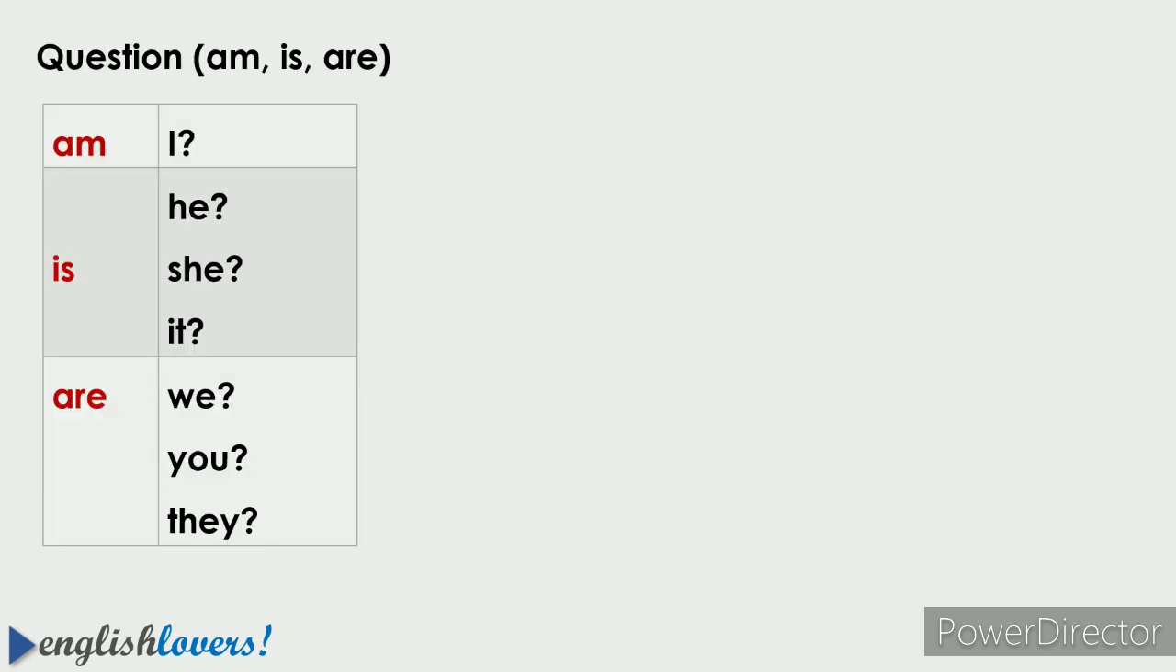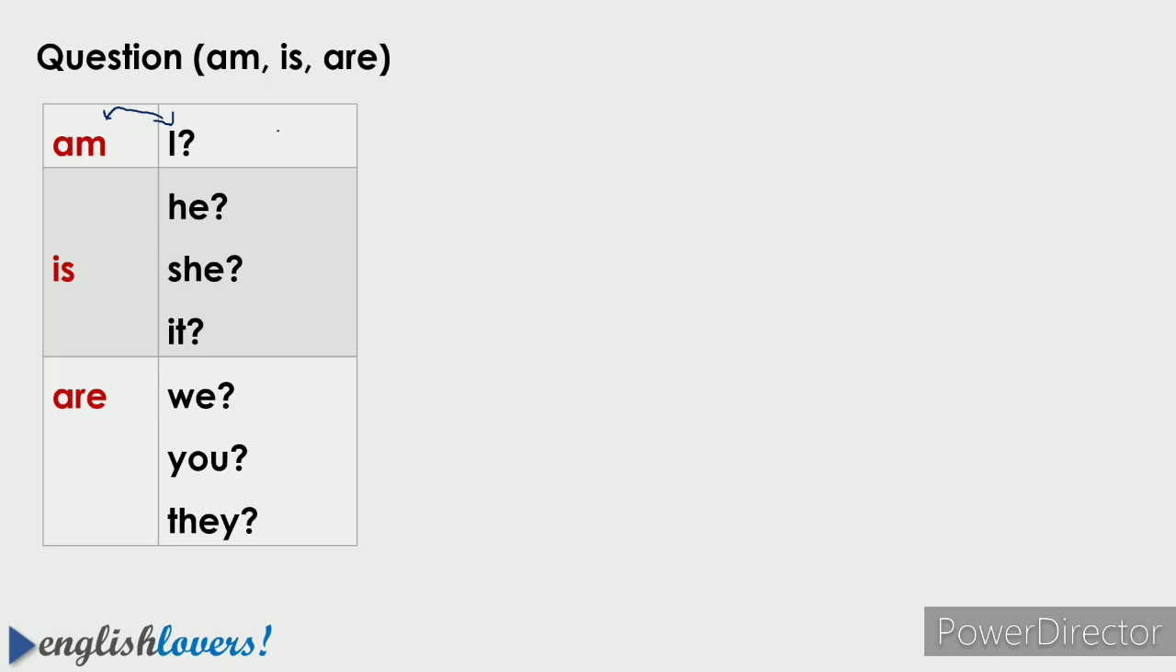Now we see how questions are formed with am, is, are. In statements we have seen that first comes the subject and then comes the verb. So here is a switching of the subject and the verb. In place of the subject there is the verb and in place of the verb there is the subject. So am I, it becomes a question. Is he, is she, is it become questions. Are we, are you, are they become questions.